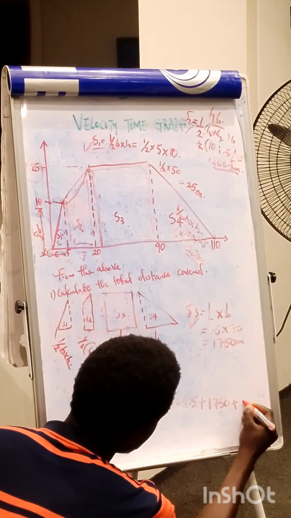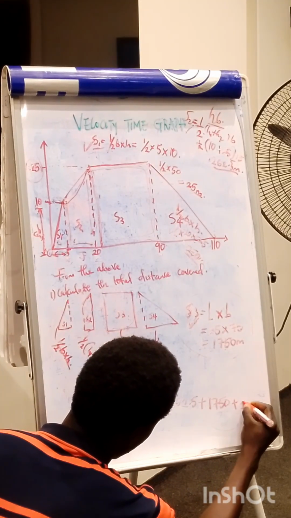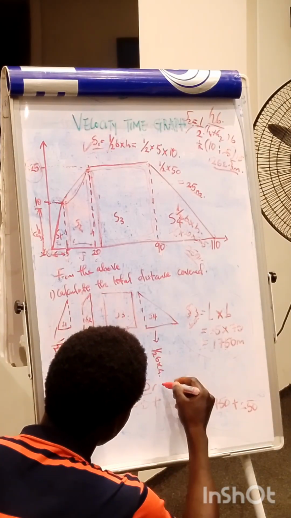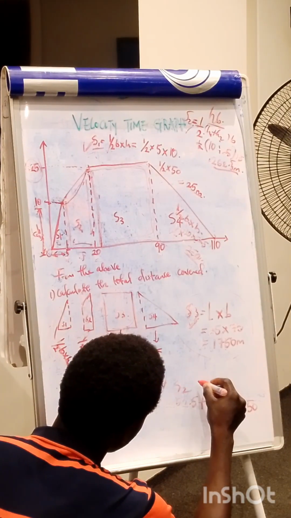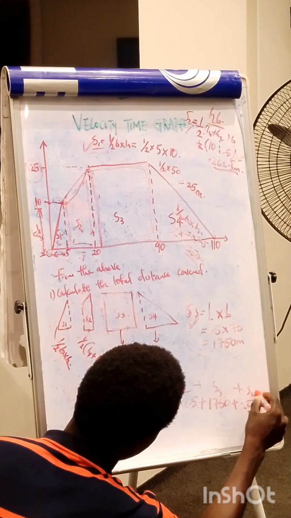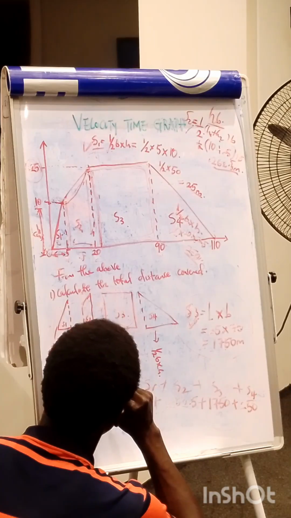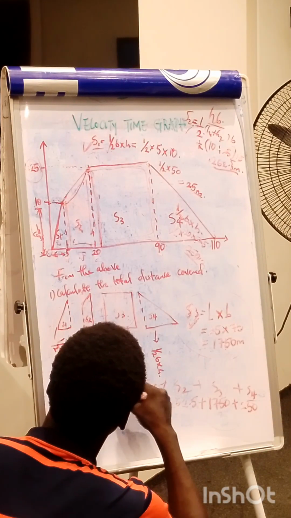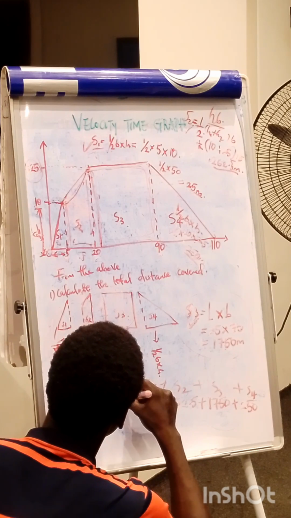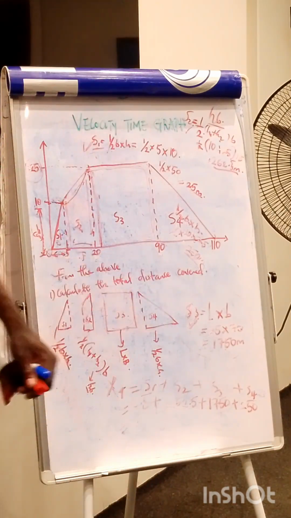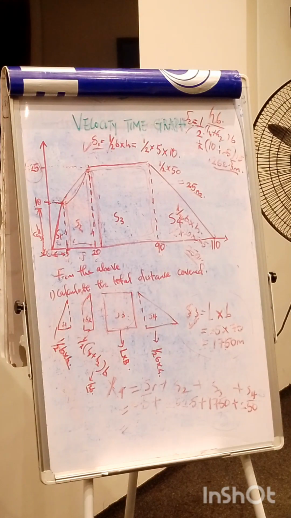So you add. My total distance covered is the addition of your S1 plus S2 plus S3 plus S4. There is no S5. So that would be your total distance covered. Are you with me? My total distance covered will now be, press your calculator. What is the answer? You should have something like 2287.5.